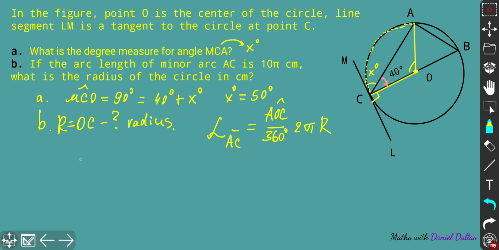Okay, so right now we are going to find the measure of the angle AOC. And on the right side we can put 10 pi, because we know that in centimeters the arc length is 10 pi. So we are going to use this equation, but we need to find the angle AOC. Okay, so let's try to find it in two ways.